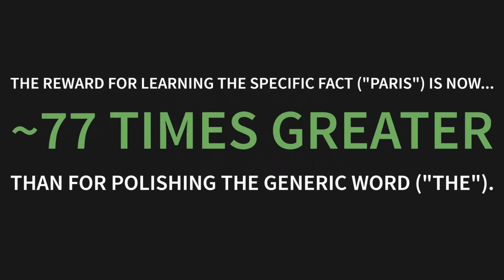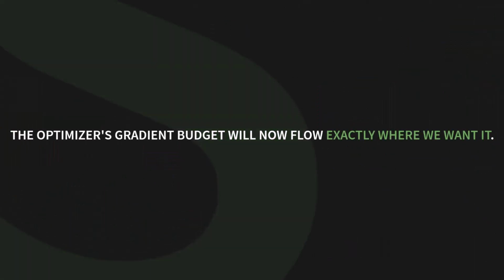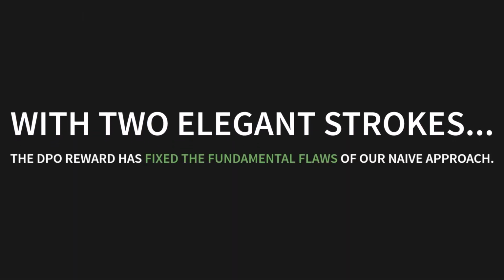The reward for learning the specific fact, Paris, is now, get this, roughly 77 times greater than for polishing the generic word "the." The optimizer's gradient budget will now flow exactly where we want it, towards learning new, useful, and specific information. Problem 2, solved. With 2 elegant strokes, the DPO reward has fixed the fundamental flaws of our naive approach.